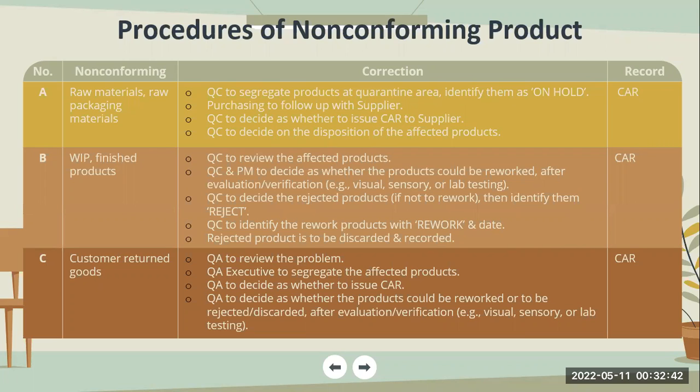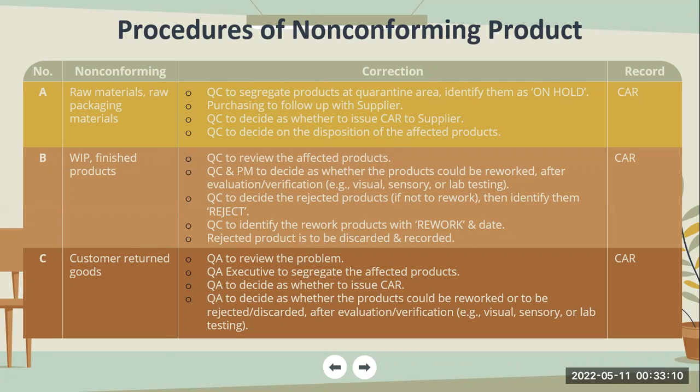Next, if non-conformance happened in work in progress and finished products, for example, the work in progress popcorn was burned when cooking, QC will review the burned popcorn. QC, together with the production manager, will carry out sensory tests or lab testing to decide whether to keep or reject the popcorn. If rejected, the popcorn will be labeled as reject. QC will then discard and record the rejected product.